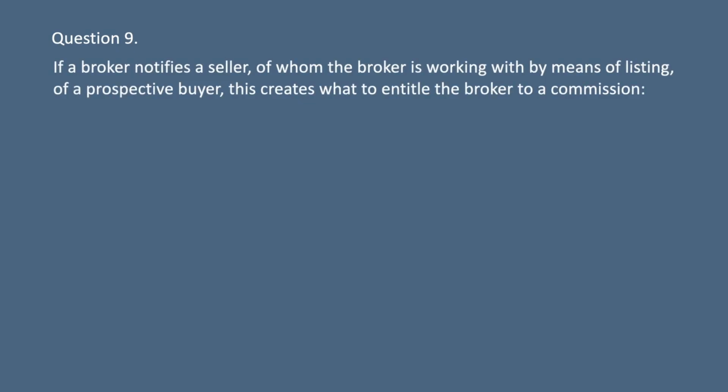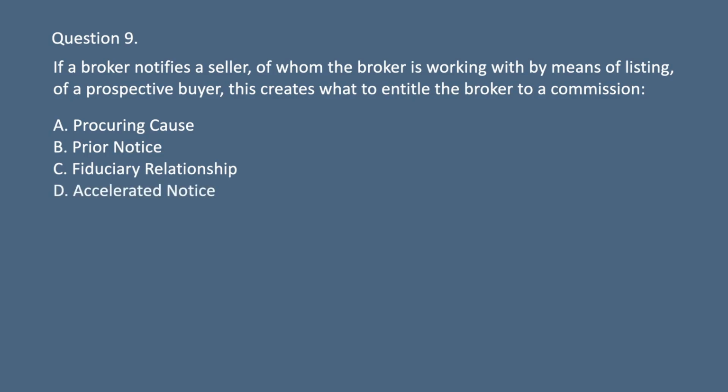Question 9. If a broker notifies a seller, of whom the broker is working with by means of listing, of a prospective buyer, this creates what to entitle the broker to a commission. A. Procuring cause. B. Prior notice. C. Fiduciary relationship. D. Accelerated notice.